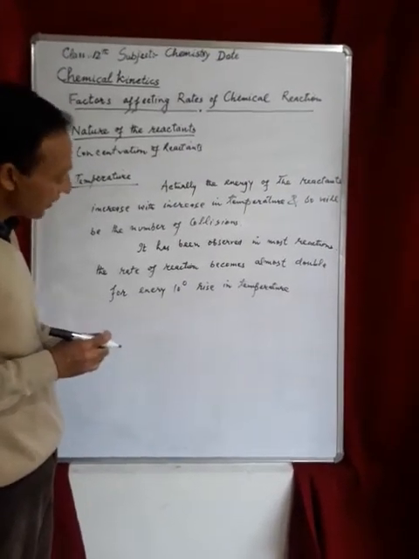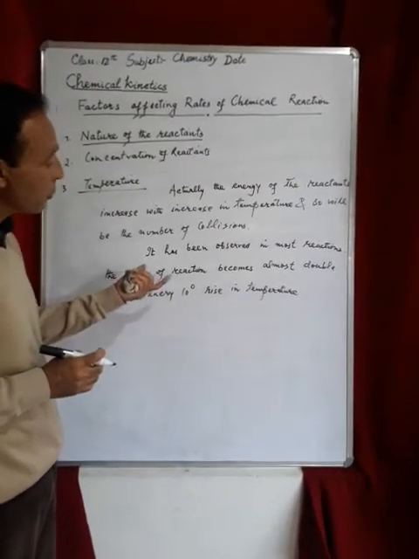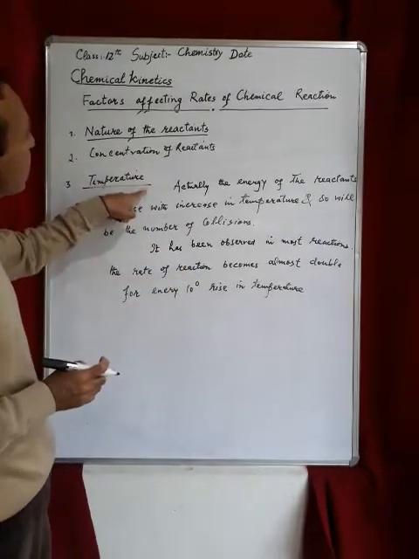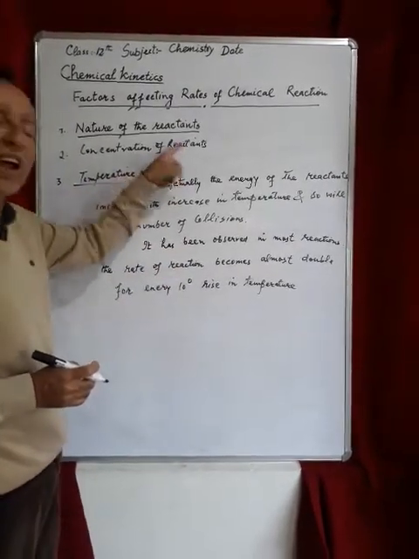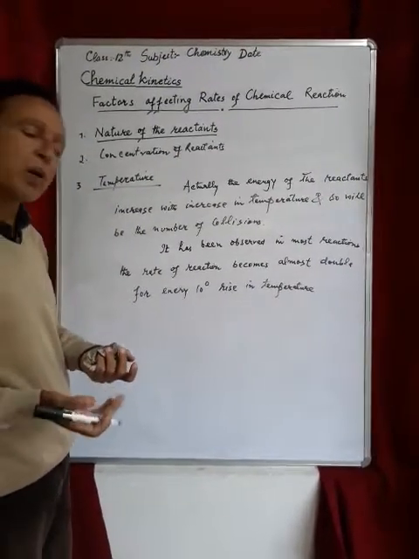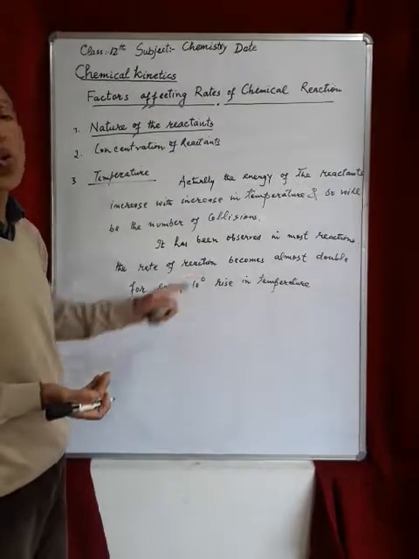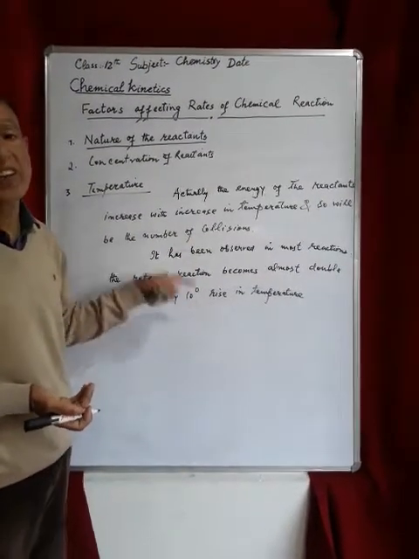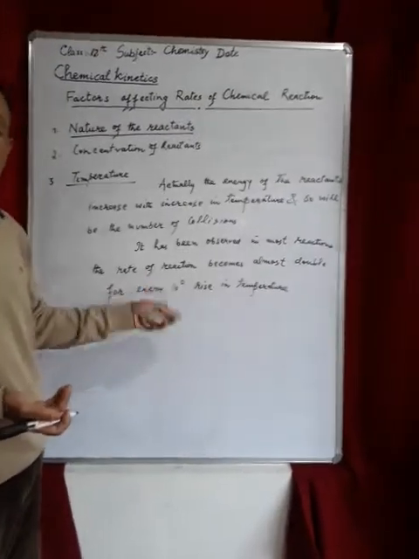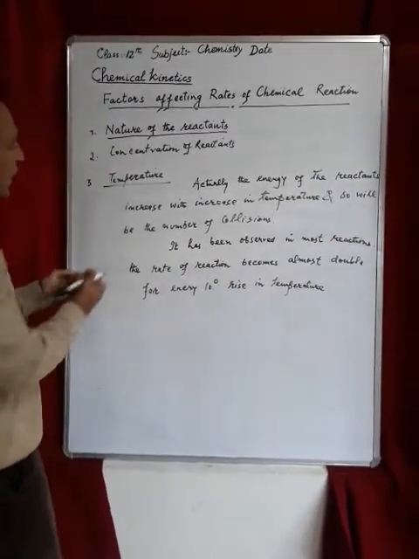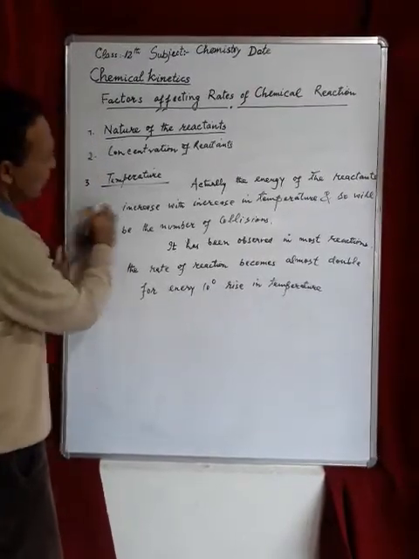And it is very important that the effect of this temperature is independent of the concentration of the reactants. चाहे concentration reactants की कितनी हो तब भी, चाहे कम हो ज़्यादा हो, but the temperature has its effect. Every 10 degree rise in temperature almost doubles the rate of chemical reaction. Now the fourth one is catalyst.